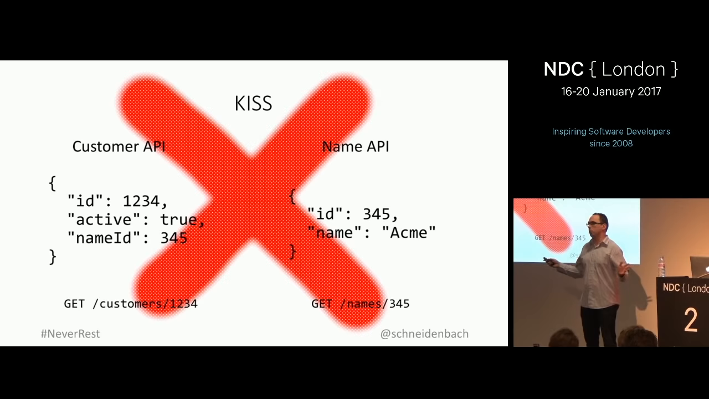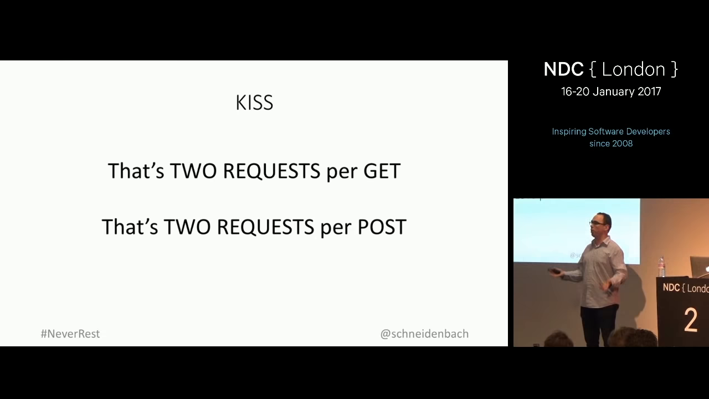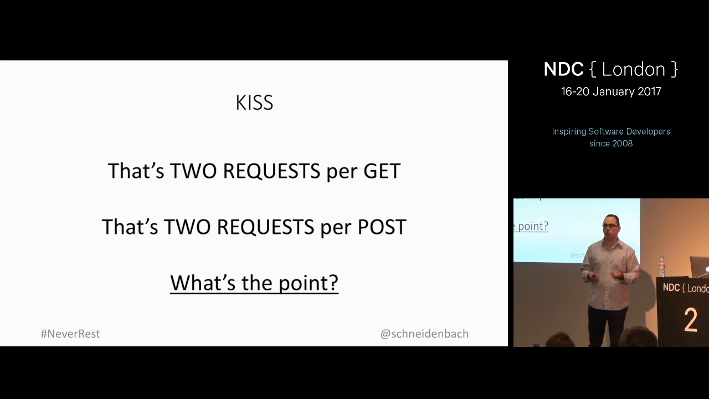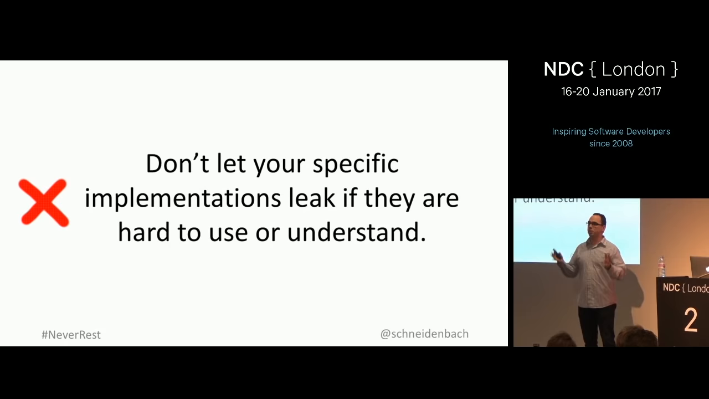That's not keeping it simple. That's awful. That's two requests per GET. And because the opposite is true, if I'm trying to create that customer, I have to create a name object first, and then I have to create the customer with that. What's the point? Why would you make me do that? Why would you make me do two requests for every single one of your objects? It's awful.